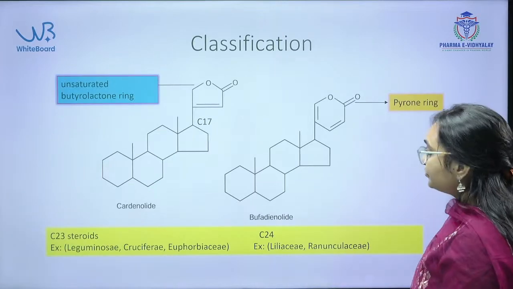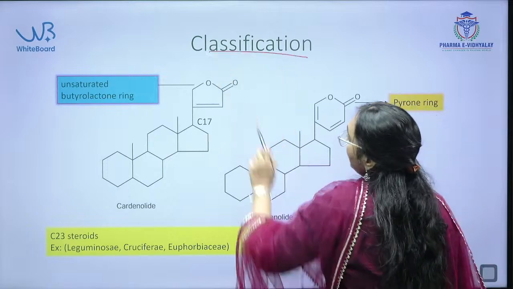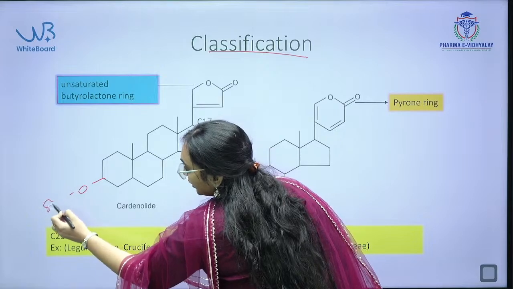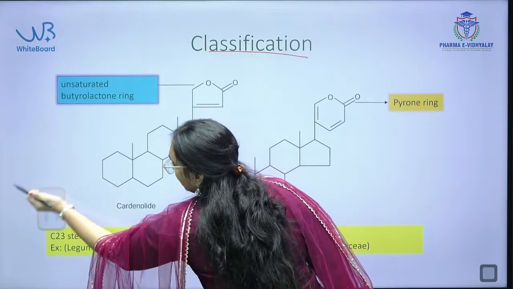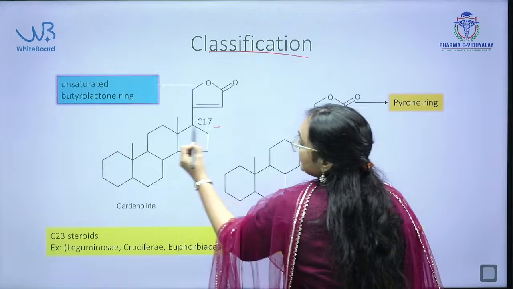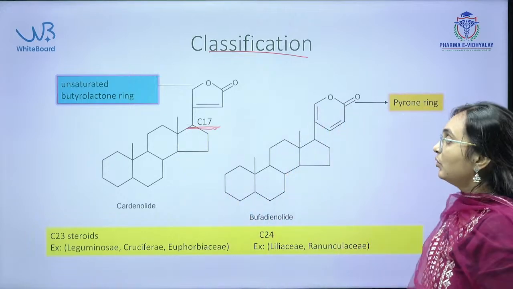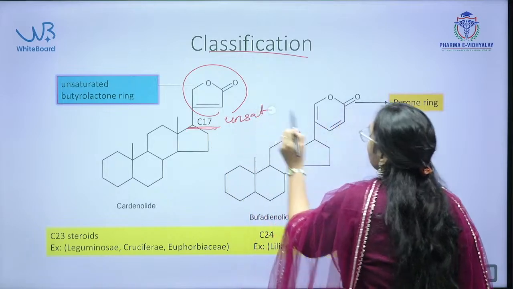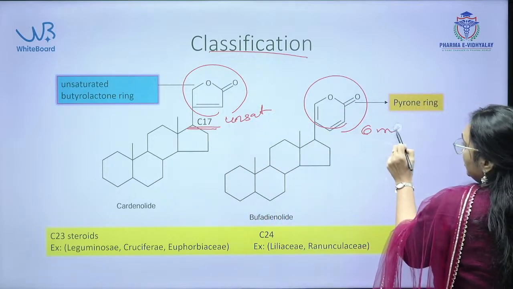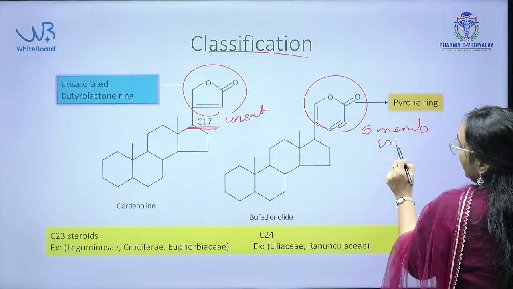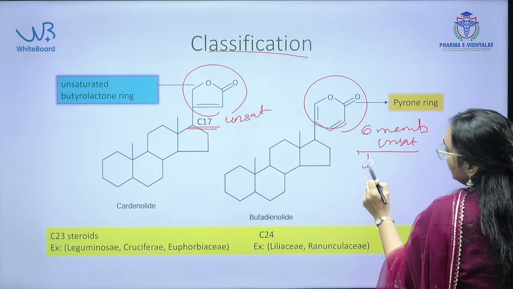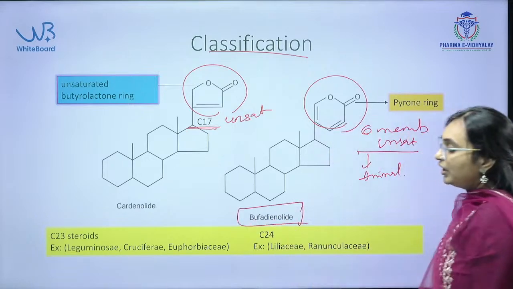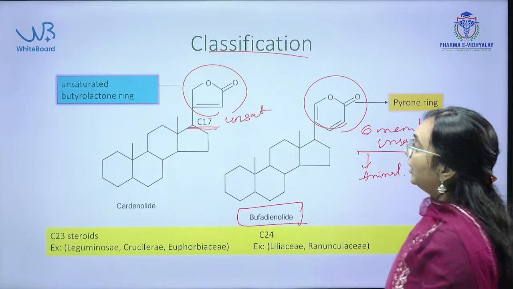Now see here, classification. What I said depends on C17: a sugar linkage will be there, and C17 substitution will be there. The lactone ring is either 5-membered unsaturated or 6-membered unsaturated. The 6-membered unsaturated one, from animal source, is called bufadienolide.